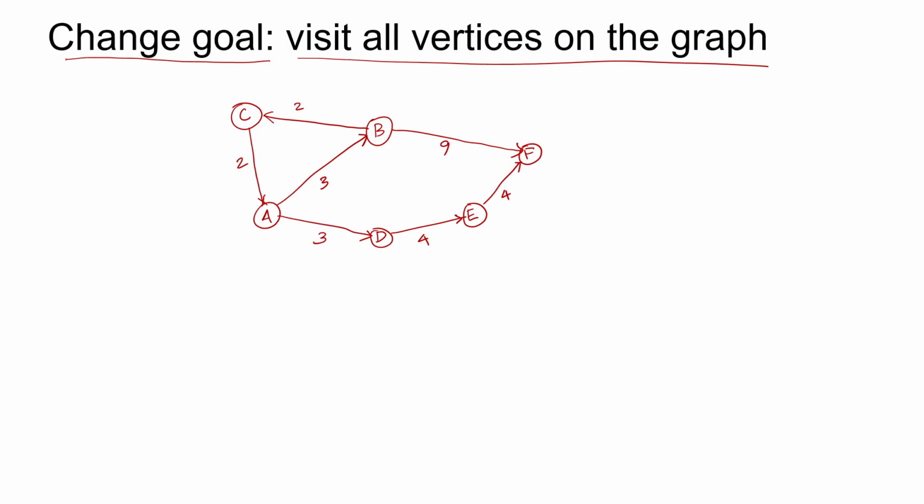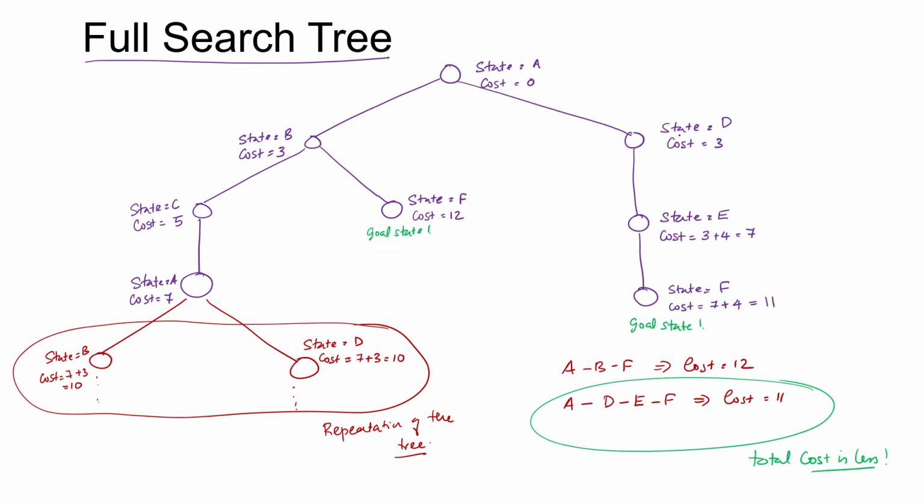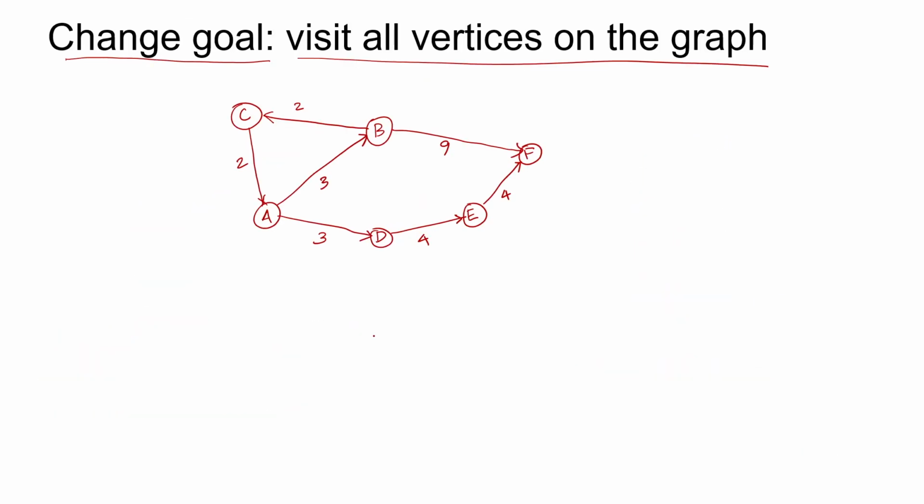If you look into the previous definition, we had definitions of states, at which node you are. Now, with this problem, visiting all vertices of the graph, the first thing we need is a different definition of the state. We need a different definition of a state. So, what should that definition be? What would it be?